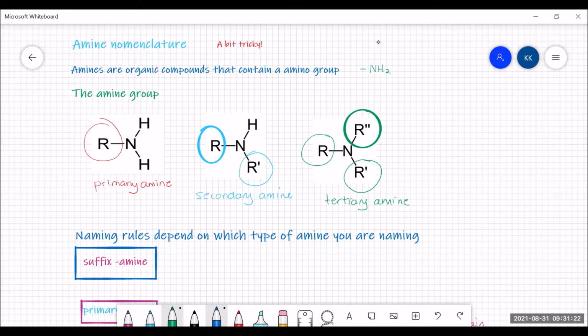Now, we always use the suffix amine, so we might have methanamine, ethanamine, propanamine, etc. However, the naming rules are a little bit different when you're dealing with primary, secondary, and tertiary amines. So we're going to look at those rules one group at a time.